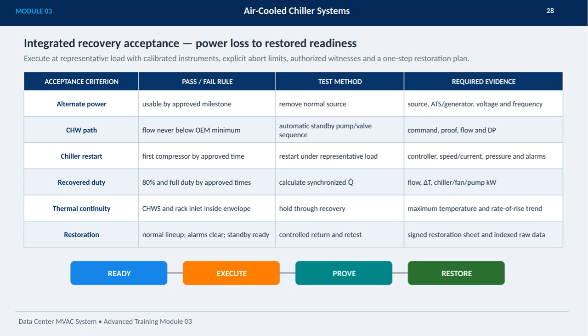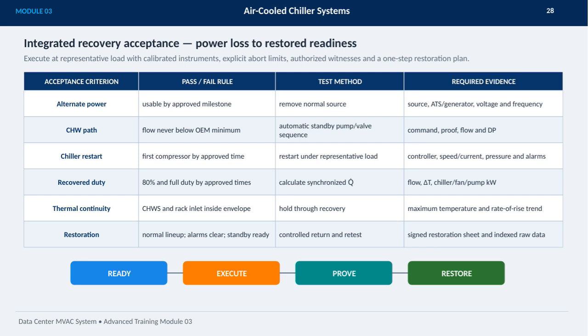The key goal here is ensuring that when power is lost and then restored, the system returns to full readiness seamlessly. We execute tests at representative loads using calibrated instruments, with explicit abort limits and authorized witnesses in place, following a one-step restoration plan. The acceptance criteria involve alternate power sources that must be ready and usable by approved milestones, along with removing the normal power source to simulate outages.